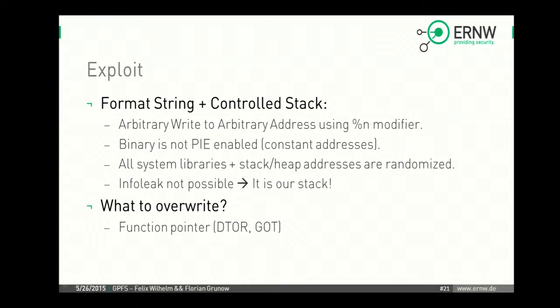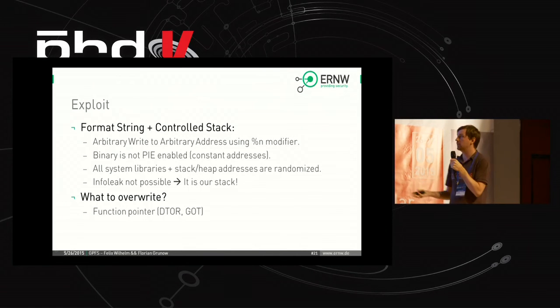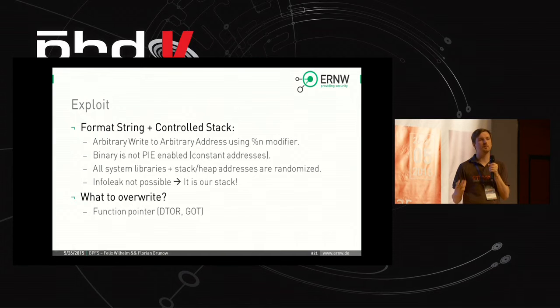So we have an arbitrary write by using the %n modifier. This is how we tried to achieve code execution. We have this format string and our controlled stack, so we have an arbitrary write. The binary is not PIE enabled, so we have constant addresses, which is quite good. Although the system libraries, stack and heap addresses are randomized, we cannot do an information leak. Normally when you have a format string vulnerability, you can leak stuff from the stack and see if there are some interesting pointers, and then you can calculate your offsets and try to get your exploit working.